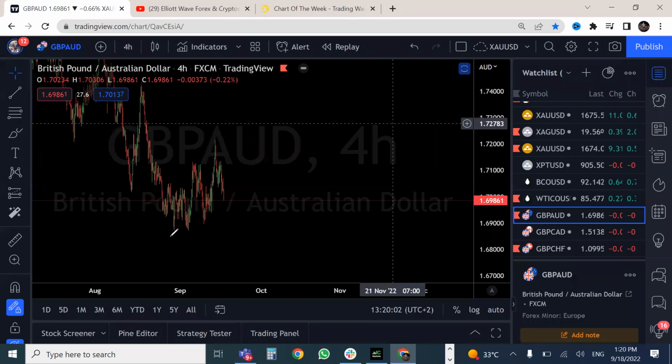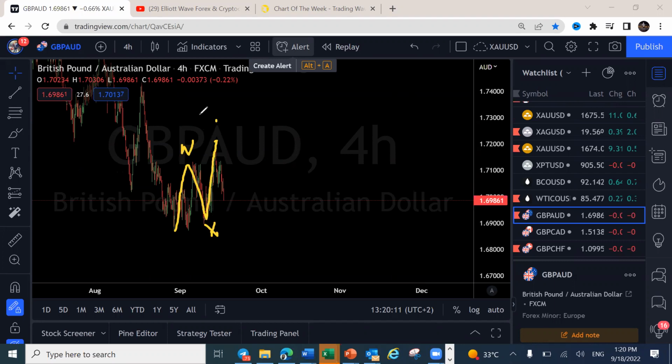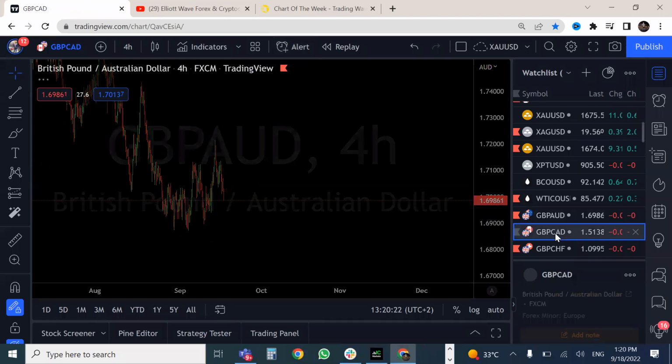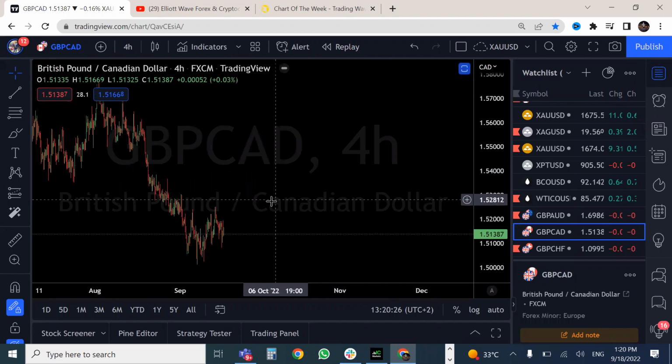This one has a WXY corrective structure with a blue box area here. If you can see here, WXY, a textbook move on pound AUD. So we'll be looking for this one to continue pushing to the downside like that. That was really a clear setup. Right, so that is pound AUD.